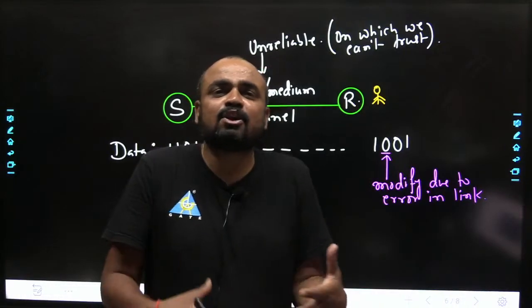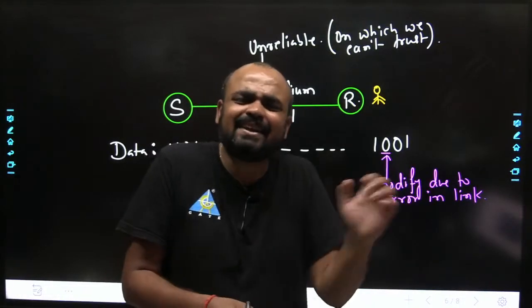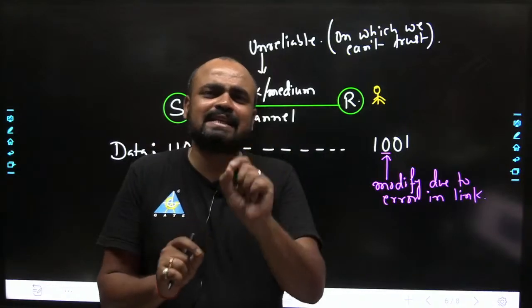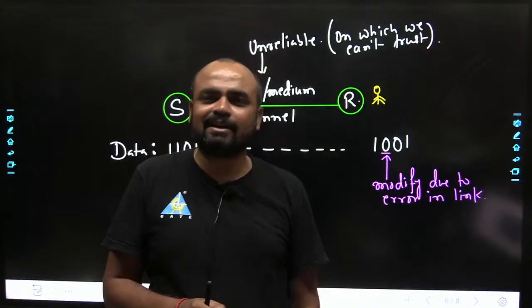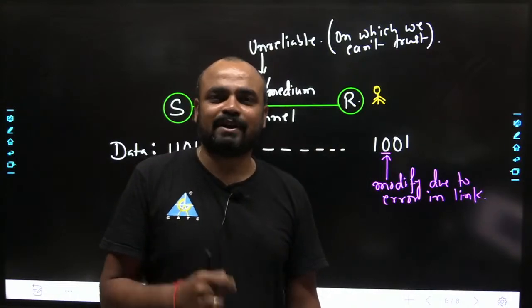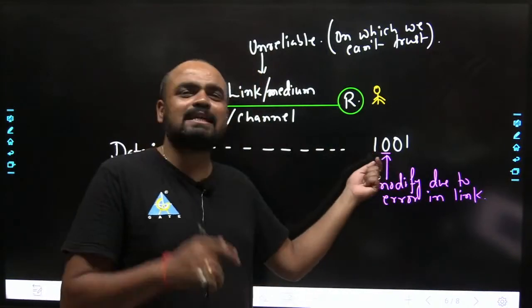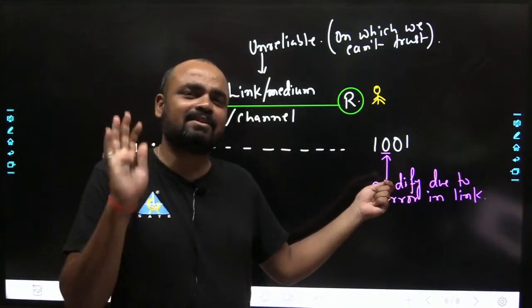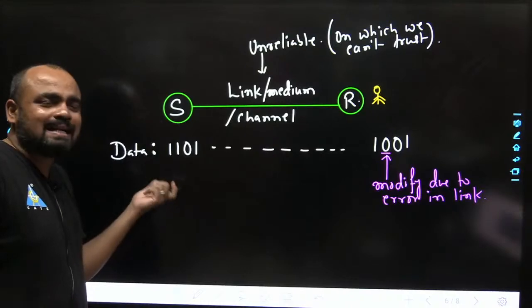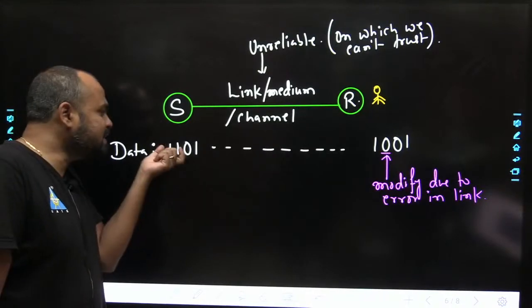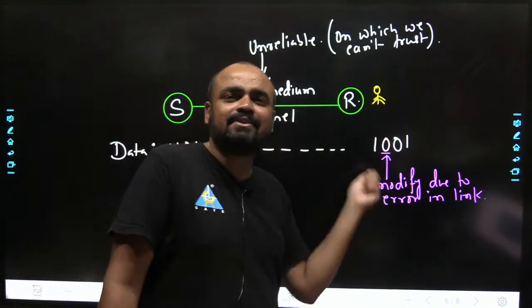So modification of bits means what? There is an error. In simple language, you can say there is an error inside the data. Yes or no? Are you getting my point? So modification of a bit basically represents an error inside the data. Until and unless the sender puts some additional information along with the data, the receiver cannot identify the error.